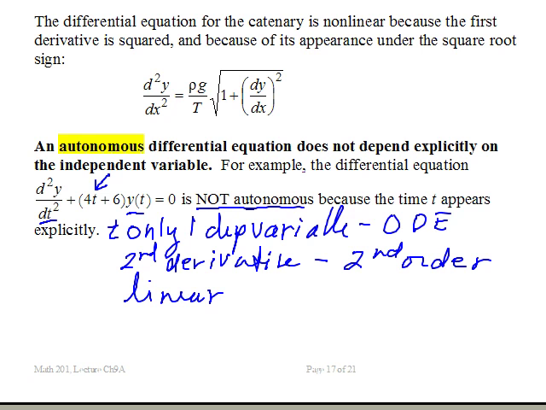If we look at this equation right here, there's only one independent variable. It is x. But there is no x in this problem. The second derivative is being taken here, the first derivative here, but x does not appear explicitly, so this is autonomous.